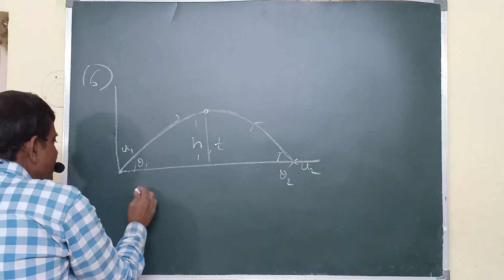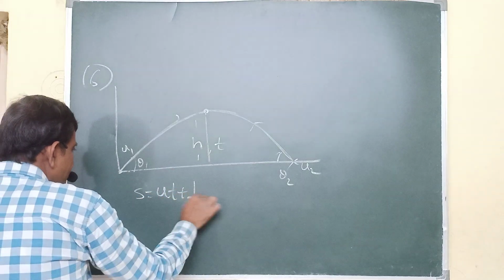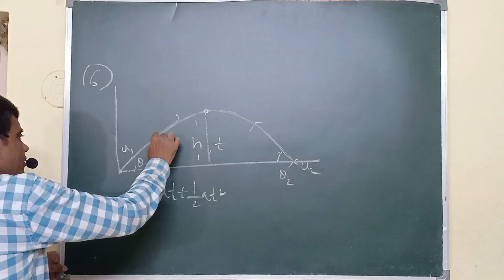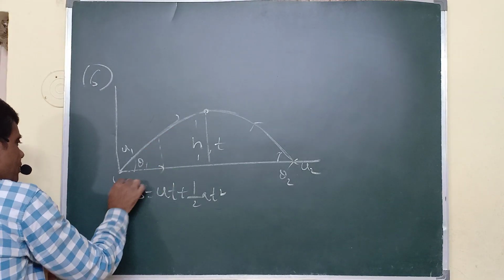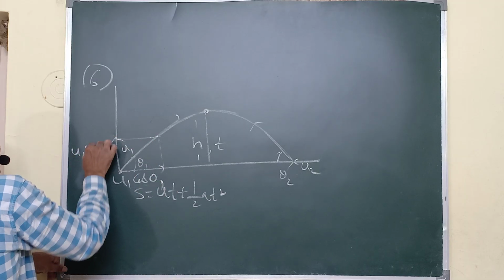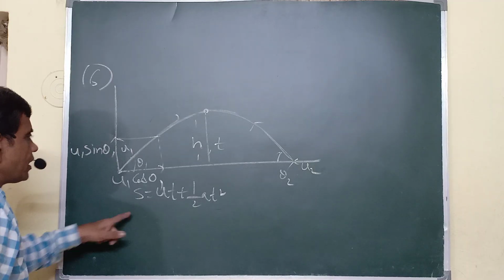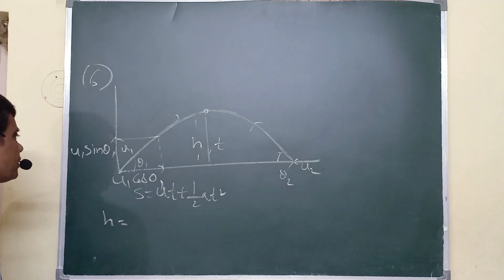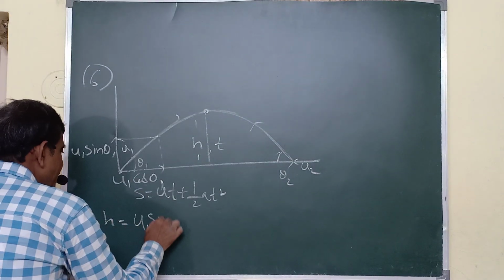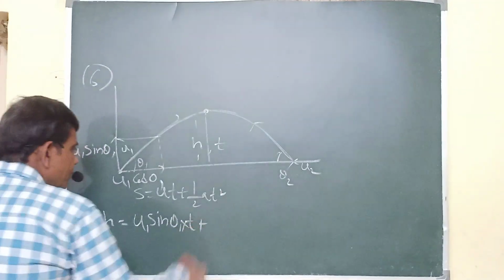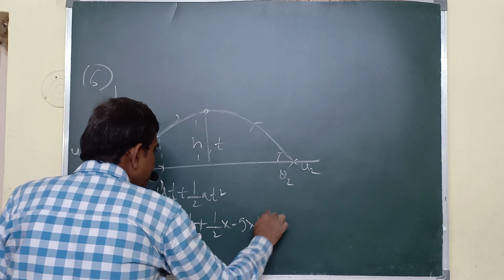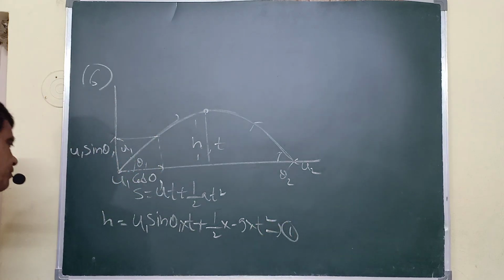Vertical displacement, height. What is the formula for S? ut plus half at square. Now here it makes u1 velocity and theta 1 angle. Then u1 cos theta 1, and what about this? u1 sin theta 1. What is the S? H. Vertical displacement means the vertical component is taken. So the vertical component is u1 sin theta 1 into t plus, moving upward, half into minus g into t square. This is my first equation.